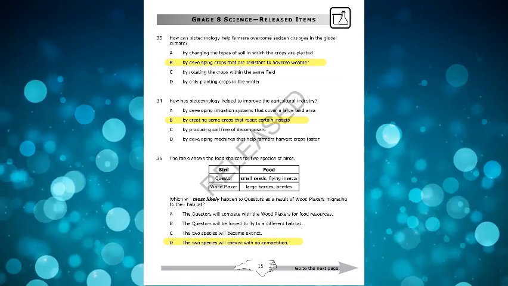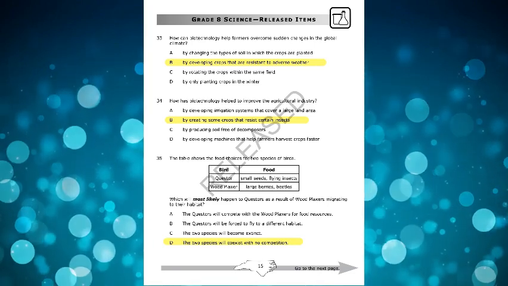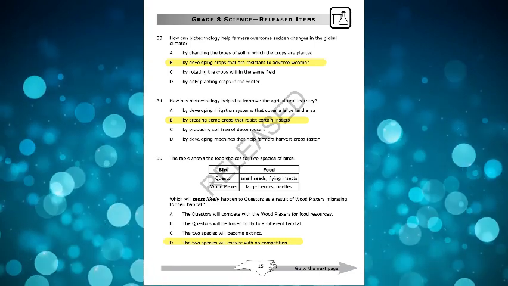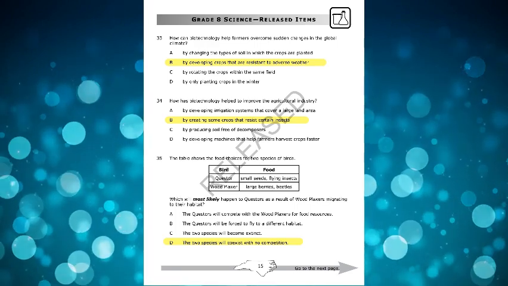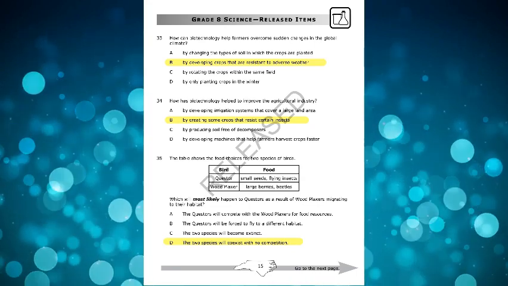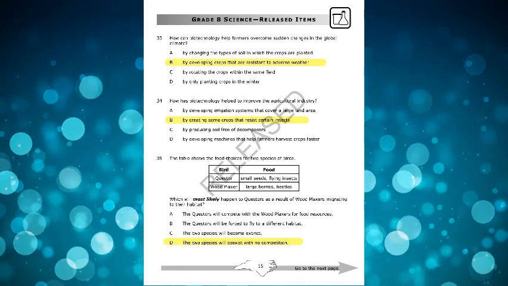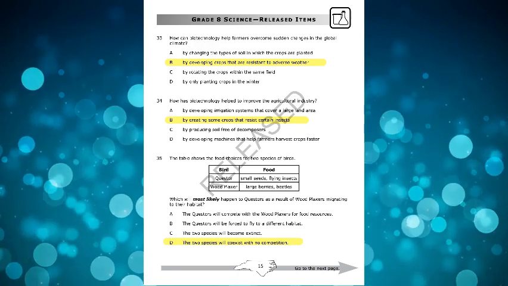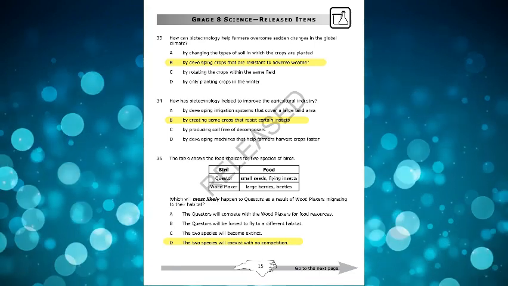35, the table shows the food choices from two species of birds, one eating small seeds and flying insects, the other eating large berries and beetles. Which will most likely happen to queasers as a result of woodpeckers migrating to their habitat? Well, neither one of them is eating the same thing, so they should be able to coexist pretty easily. So D, the two species will coexist with no competition, because the only time they would have to compete is if they were using the same resource. And since they're eating different foods, they do not have to compete, so they can coexist.